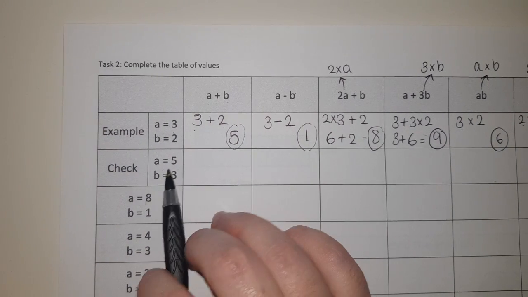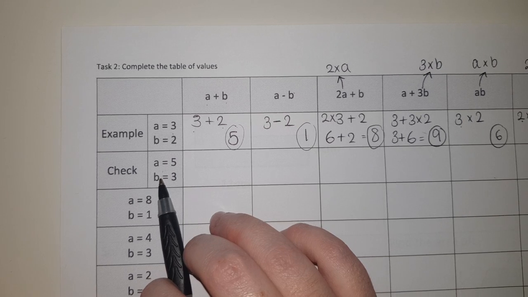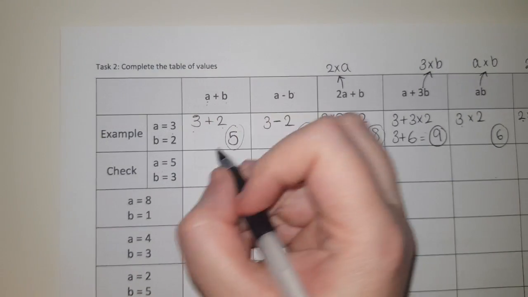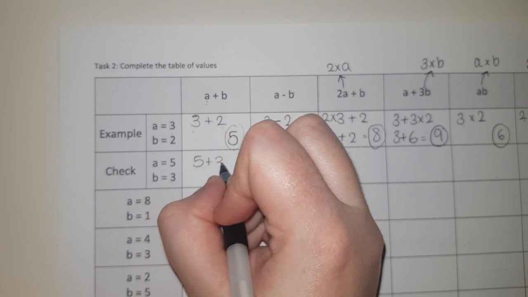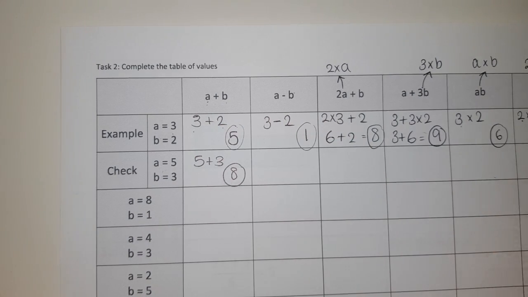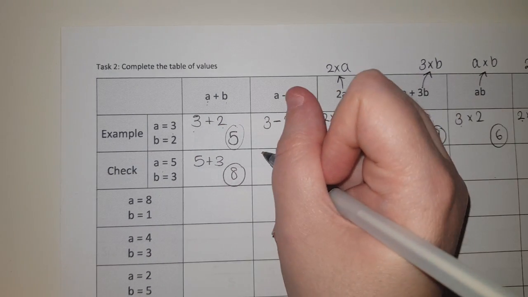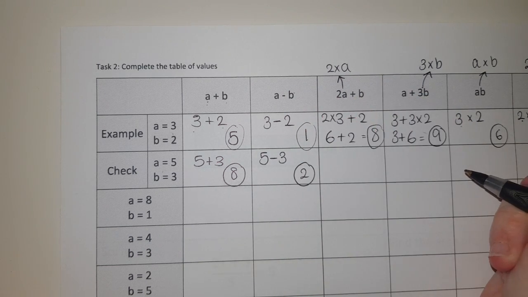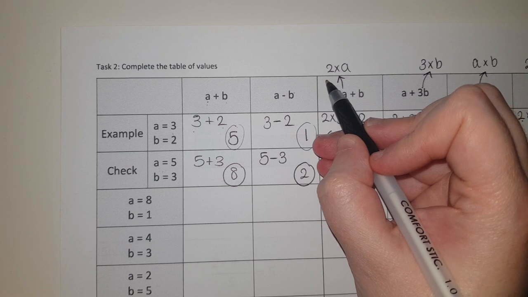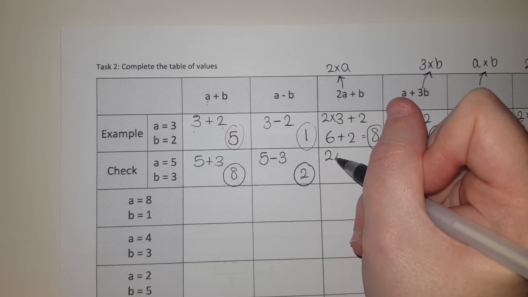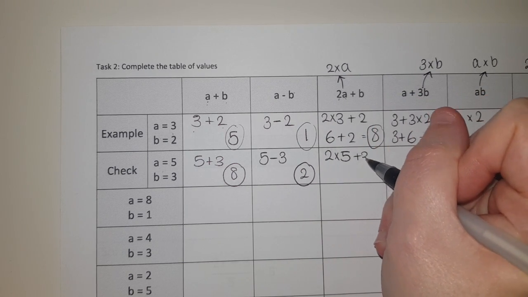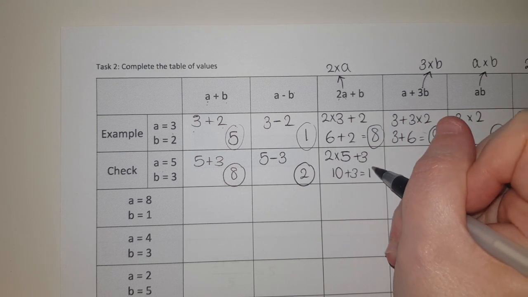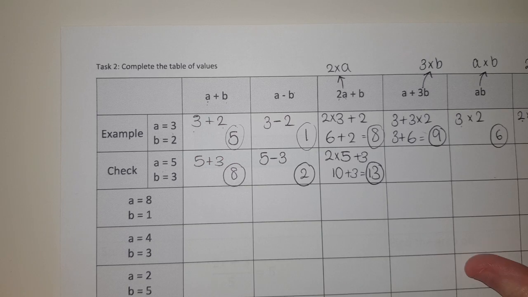So if we're ready to go through the answers. If A is 5 and B is 3, instead of having A plus B, I've now got 5 plus 3 gives me an answer of 8. For A minus B, I've got 5 minus 3 gives me an answer of 2. Remember, 2A meant 2 multiplied by A, so I've got 2 times 5 and then add 3. 2 times 5 is going to give me 10, plus 3 gives me an answer of 13.